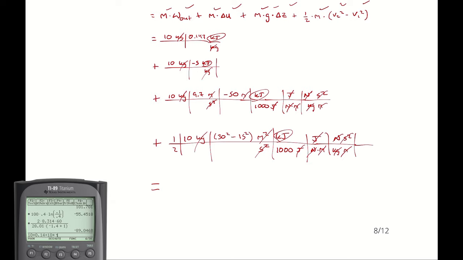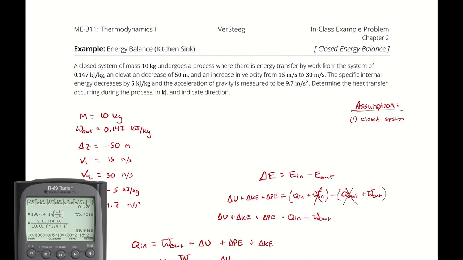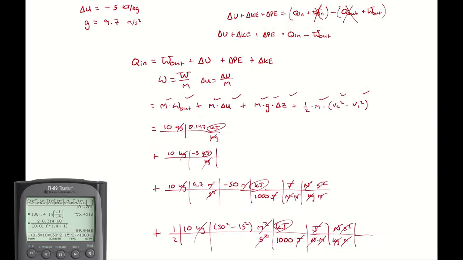Then negative 5. I have to say that every time because the calculator emulator uses the minus on the numpad as the minus sign and the minus that is in the top row of QWERTY to actually be a negative sign. So if I type the wrong minus sign on my keyboard, it breaks. Then 10 times 9.7 times negative 50 divided by 1,000 plus 0.5 times 10 times the quantity 30 caret 2 minus 15 caret 2 divided by 1,000. I bumped my iPad so it scrolled up.